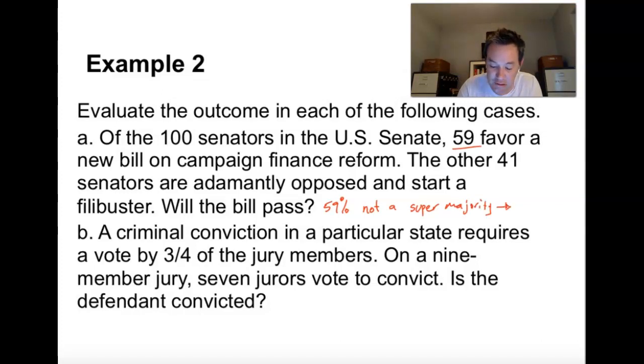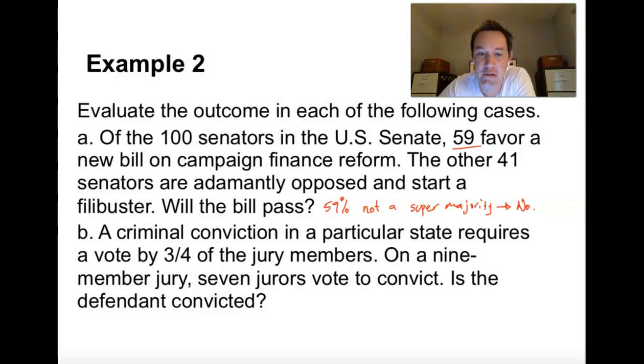So the answer is no, the bill won't pass. Because the other 41 senators... It doesn't happen very often anymore where it actually goes to a filibuster, although there was one a couple years back where the senator was actually talking for like 8 hours on end. But usually what'll happen is they'll threaten a filibuster and that'll kill the bill right there.